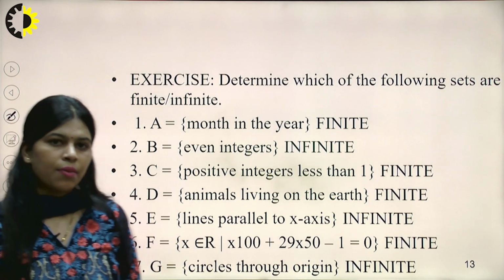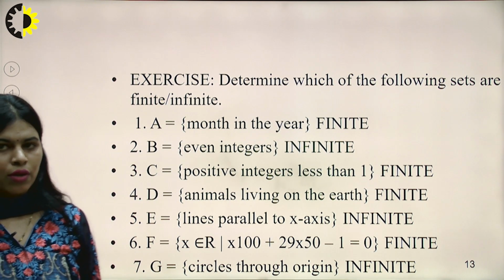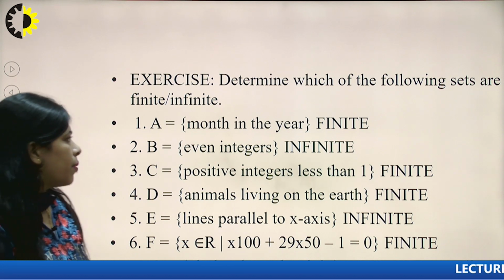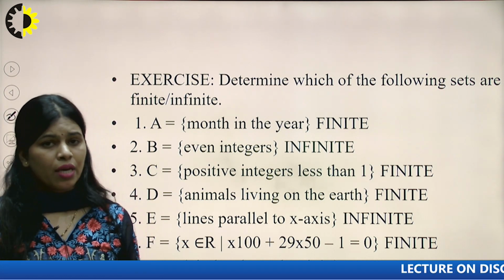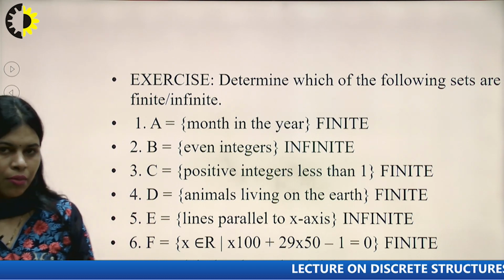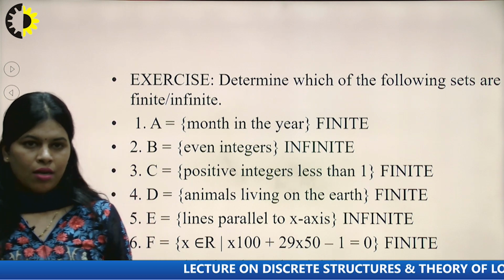Now, here are some examples of finite and infinite. First, determine which of the following sets are finite. First, if I am talking about months in the year, we may count the months in the year. There are 12 months in the year, so we may count the months. So it is called finite because we may count them.